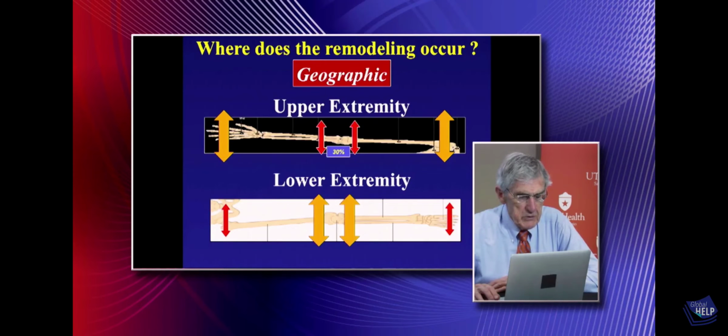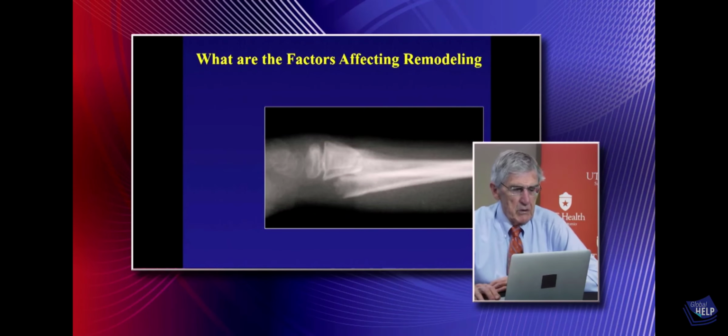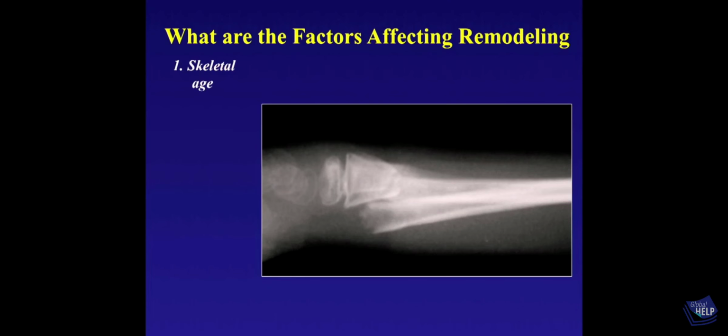So, as you can see, only about 30% of the remodeling occurs in the elbow, whereas in the knee, about 80% occurs right here. And you need to understand that you don't have a lot of remodeling capacity with fractures about the elbow. So, here are the factors that affect remodeling. What are the factors that affect remodeling? One, how old they are.